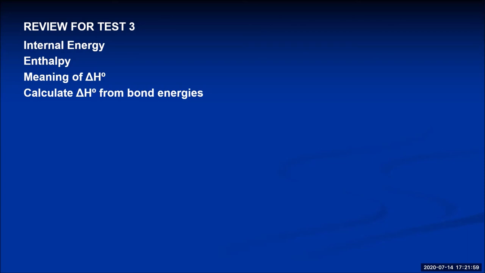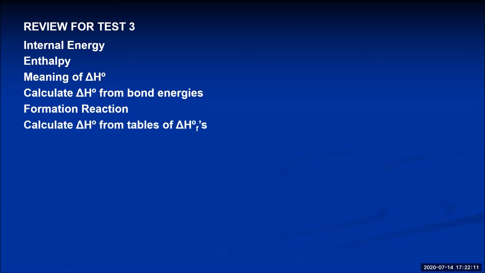Then we also talked about how we have a list of thermodynamic data that's found on handout 5, and what's listed there are enthalpy changes for formation reactions. You should know what a formation reaction is. And then from those standard heats of formation that are given on our thermodynamic table, I would like you to be able to calculate delta H naught from the tables of standard enthalpy of formations. We talked about a new thermodynamic property called entropy. You should know its definition. You should be able to predict the absolute entropies of various substances.